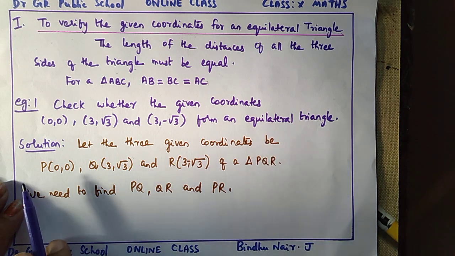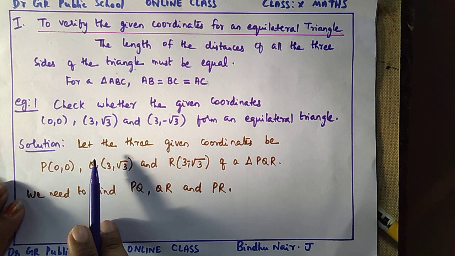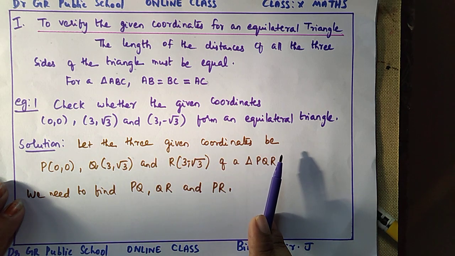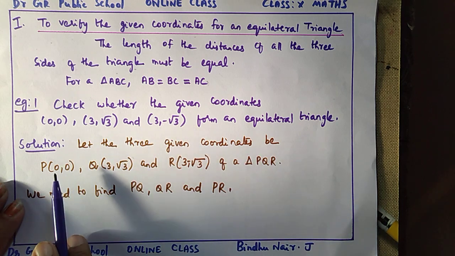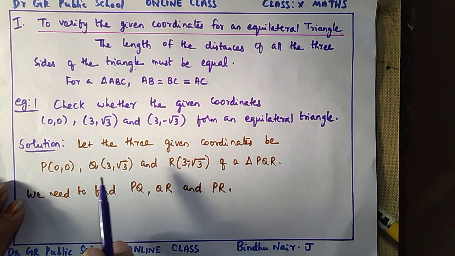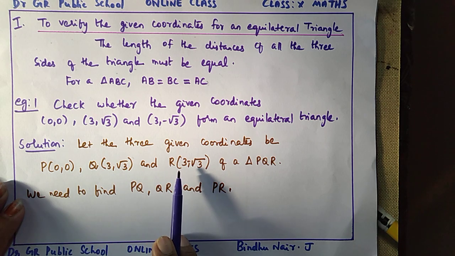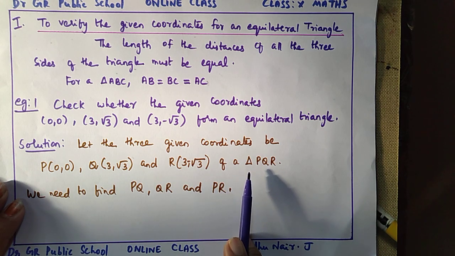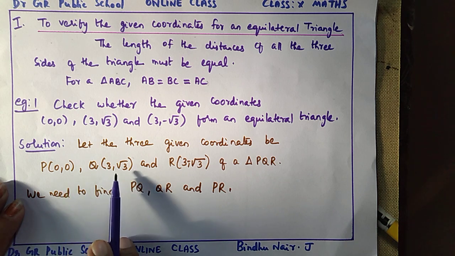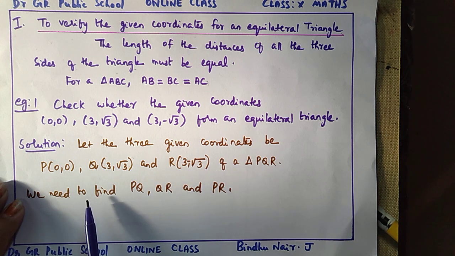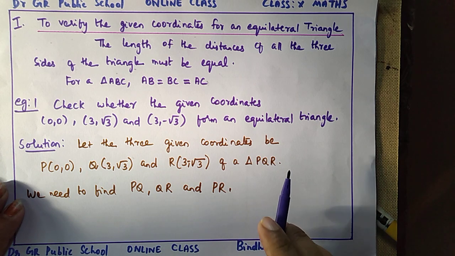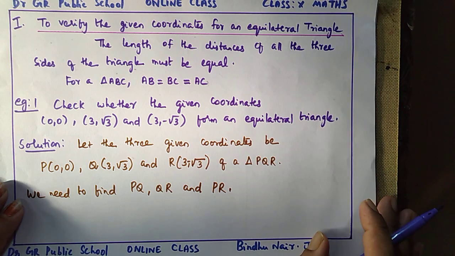So how to start the solution? In the beginning of the solution, you take, let the three given coordinates be, you assume these three coordinates as the three vertices of a triangle. I have given the names P, Q and R, and the triangle is PQR. You can give any names, any name for the triangle. So here I have taken PQR, and what are the three distances then? PQ, QR and PR. Okay, right. So we are going to find these three distances PQ, QR and PR using the distance formula. Let us continue.